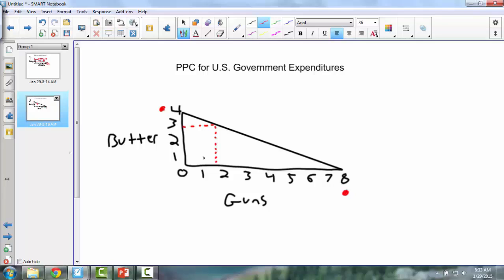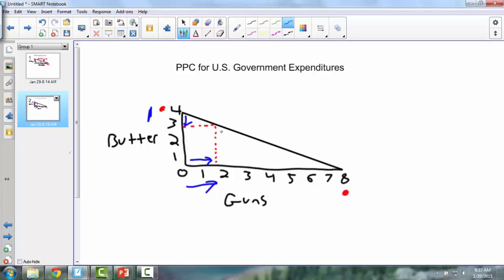So here we go. I must give up this amount right here. That's an arrow, by the way. I must give up 1 unit of butter, whether it's $1 billion or whatever. I must give up 1 unit of butter in order to gain this amount of civilian goods, because I started at 0. So this right here is what I gained. So to answer my original question, I must give up 1 unit of butter to gain 2 units of guns.